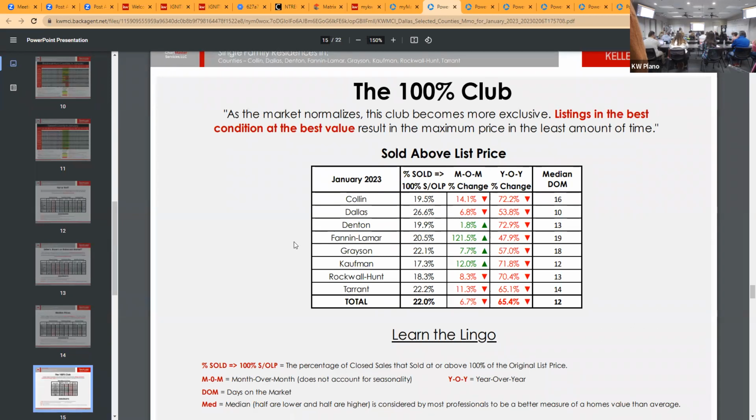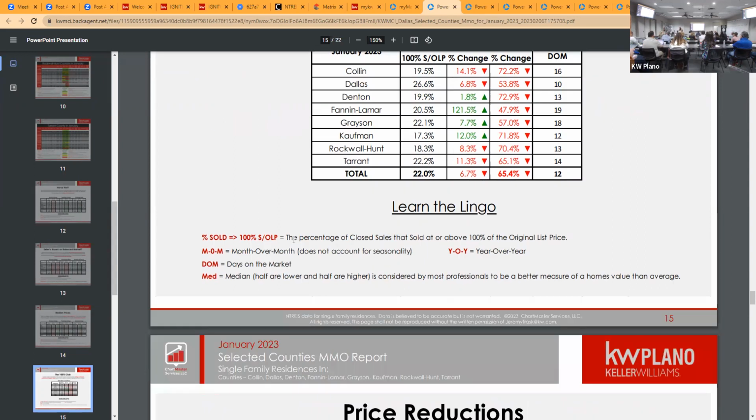Okay. But this is all categories of price range. This is all prices, everything in the county. All price range. Yes.